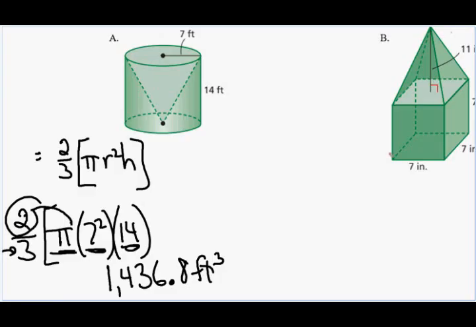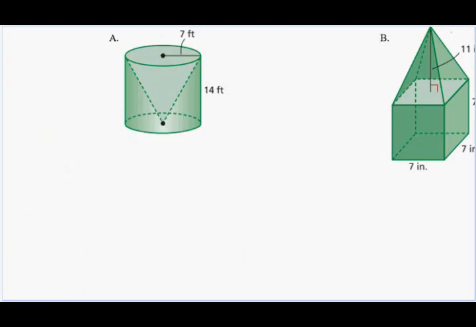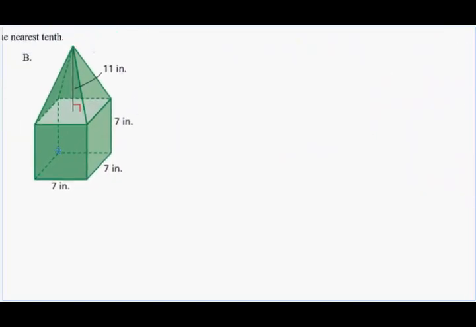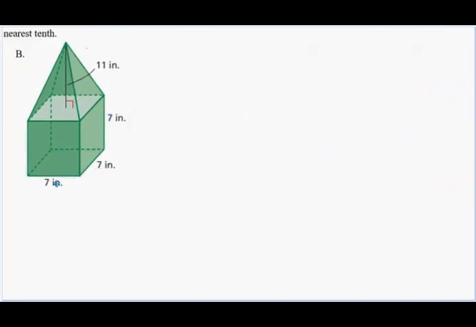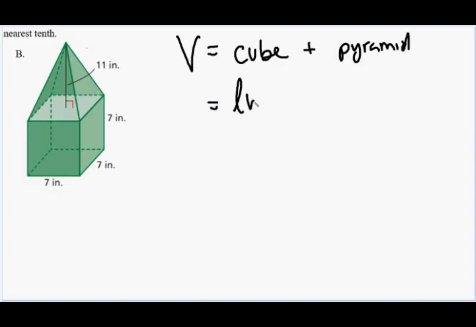Okay, one more to go. And this looks like we've got a cube on the bottom, 7 by 7 by 7. And on top of that, we have a square-based pyramid. So our total volume will be cube plus pyramid. Well, the volume of our cube is going to be length times width times height. And then for the pyramid, we're going to have 1/3. Area of the base will be length times width.